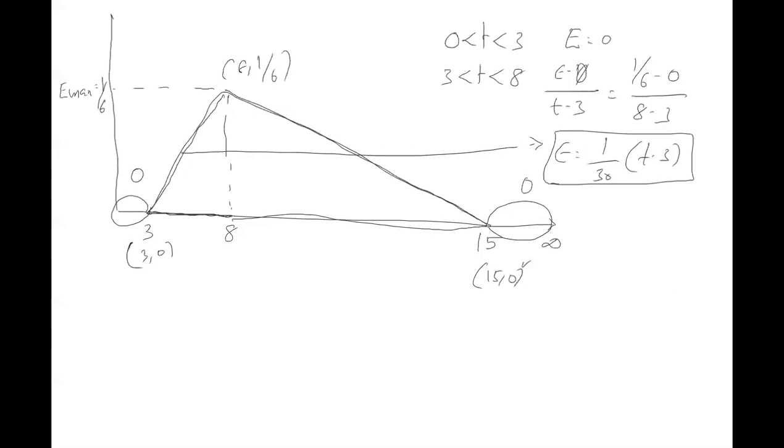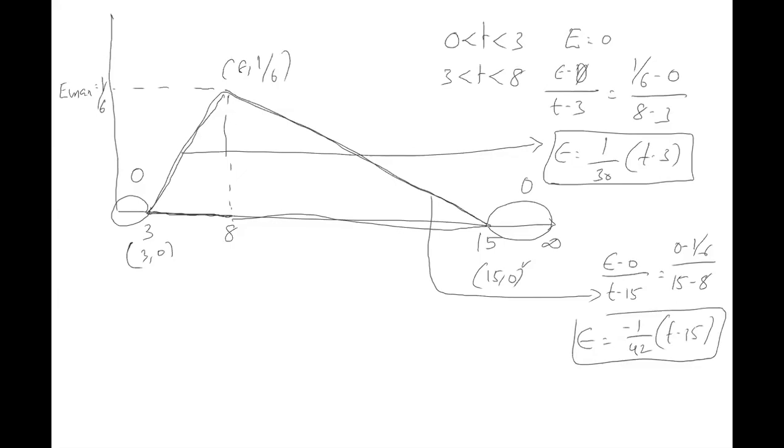This is the straight line equation. What is this equation? (t̄ minus 0) by (t minus 15) equals (0 minus 1/6) by... I am not doing anything new. This is just straight line equations: minus 1 by 42 into (t minus 15). This is the straight line equation.